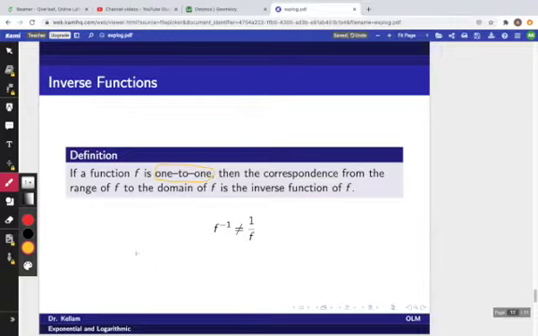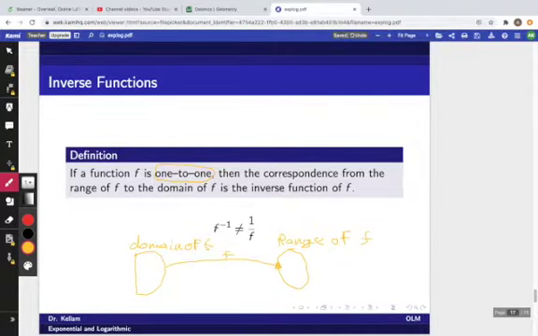We have, let's say, the domain of f, and this is going to be the range of f. And f carries something from here to here. So that's what f does.